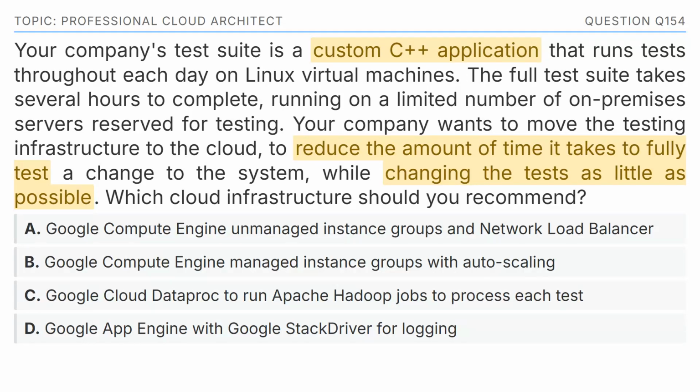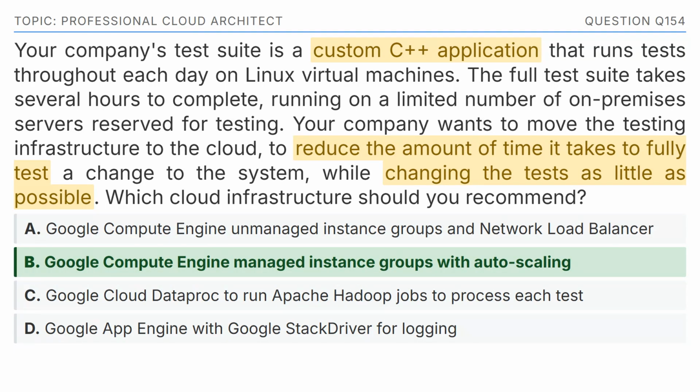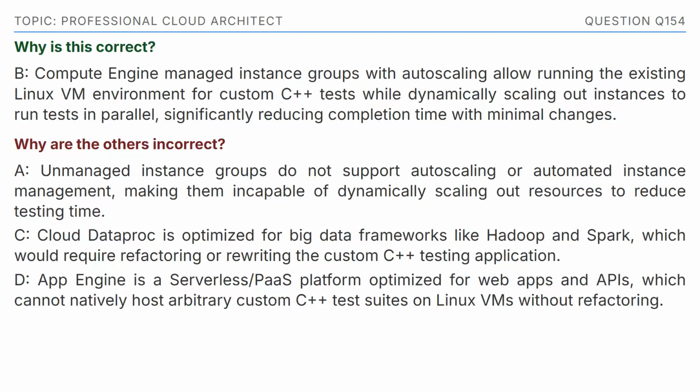To arrive at the correct answer, we focus on the keywords custom C++ application, reduce the amount of time it takes to fully test, changing the tests as little as possible. The correct answer is option B. Google Compute Engine Managed Instance Groups with Autoscaling. Why is this correct? B. Compute Engine managed instance groups with autoscaling allow running the existing Linux VM environment for custom C++ tests while dynamically scaling out instances to run tests in parallel, significantly reducing completion time with minimal changes.